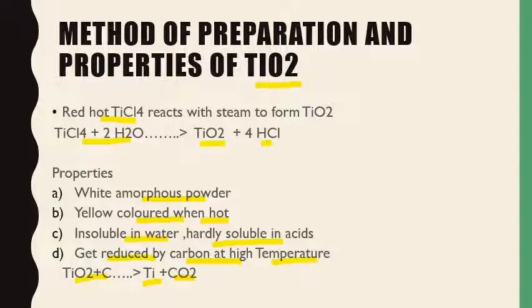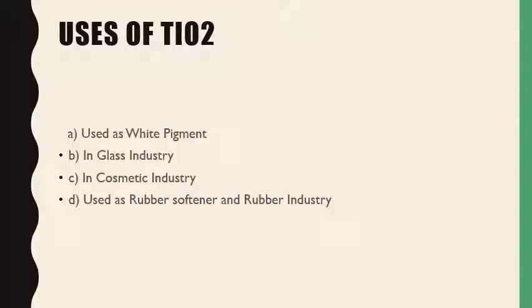So there are many uses of titanium dioxide. Let's see. A variety of uses of titanium dioxide is there. It is used as a white pigment because of its brightness and the high refractive index. It is used as a white pigment.